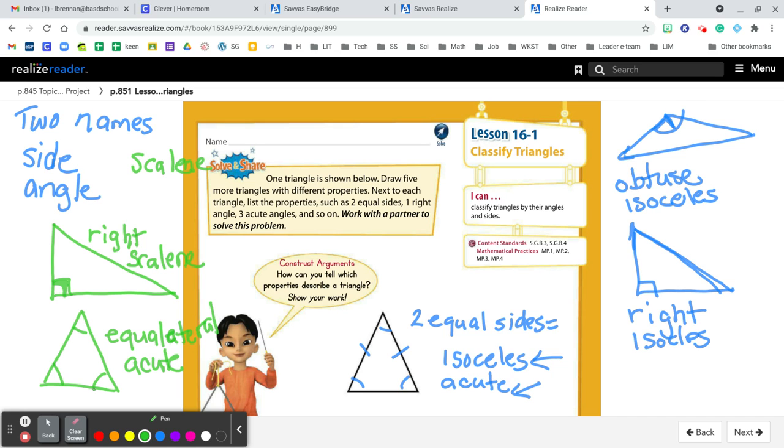So we have a right isosceles. Do we have that? Yep, we got that one. We have isosceles acute. Yes, we have that. We have obtuse scalene. Let's see, do we have that one? Right scalene, equilateral acute. Well, we'll show you some more in the next activity.